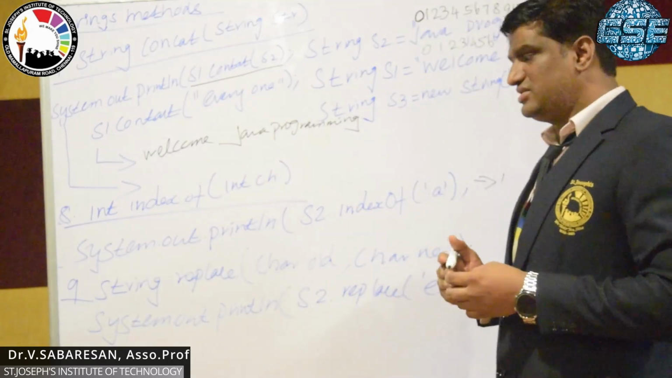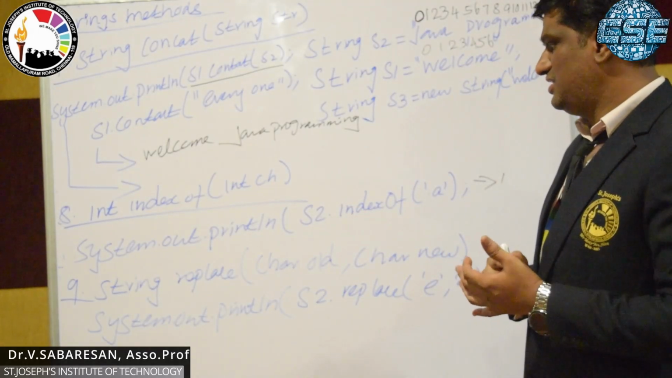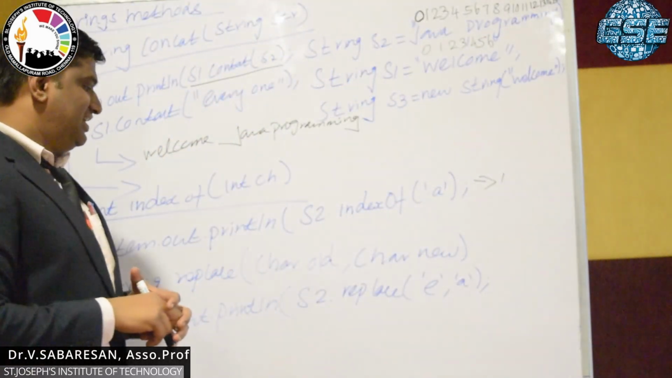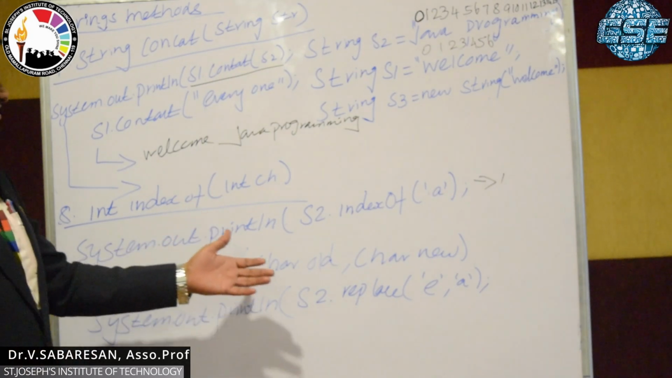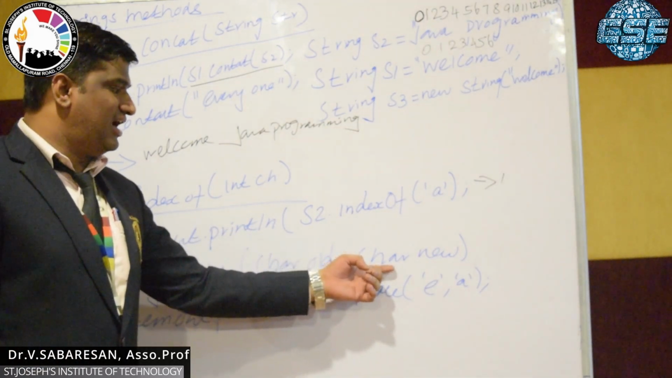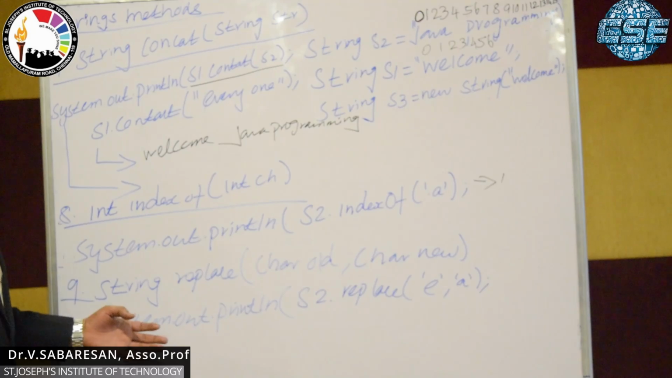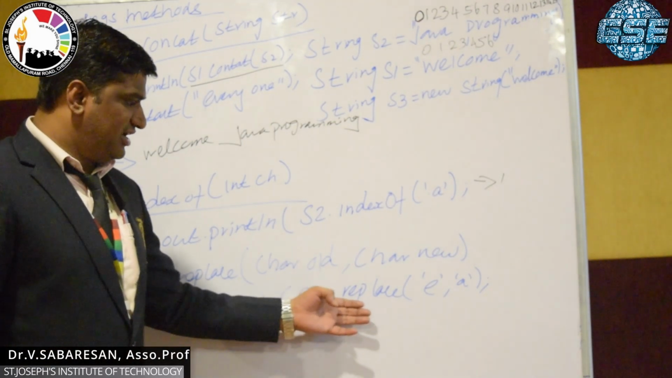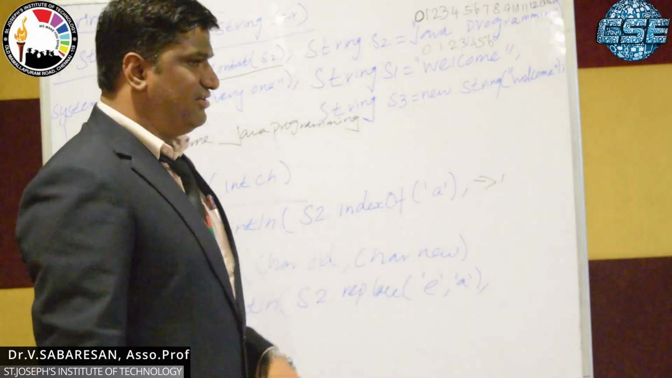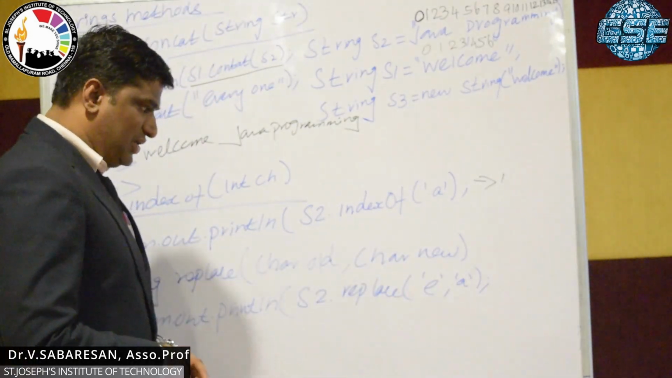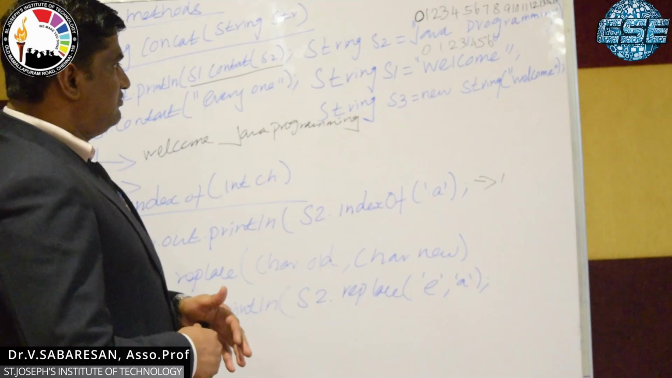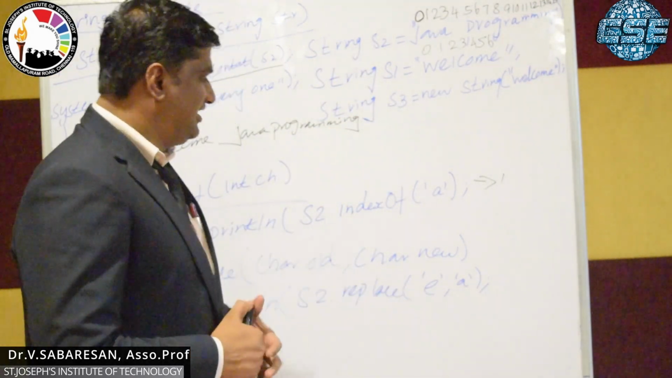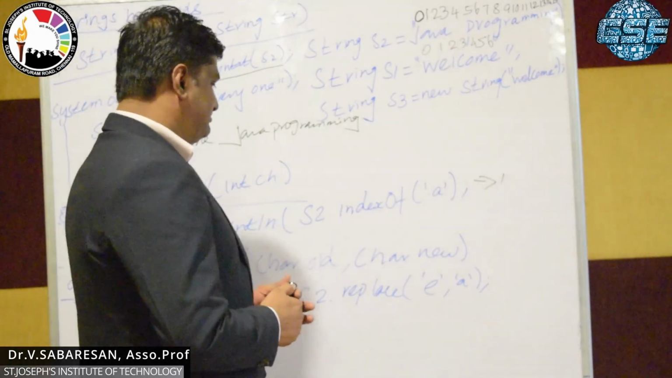The next method is the string replace method. The string replace method replaces the old character with a new character. The new character is substituted for the existing characters. So here we are providing System.out.println(s2.replace(e, a)). This method returns the value of the s2 variable, where we are providing a instead of e.